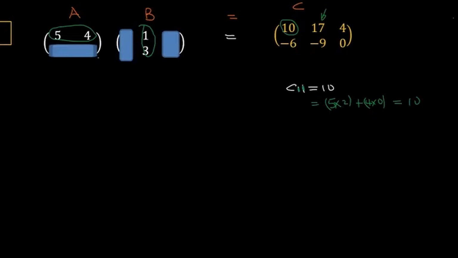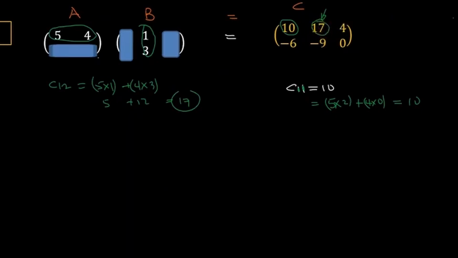involved in my multiplication. So I am using row 1 and column 2. So I'm going to hide everything that I'm not using. So this is row 2, this is column 1, column 3. So I hide those, I cover them up. So now I can easily see that C12 will be equal to 5 times 1 plus 4 times 3, which is 5 plus 12, which is equal to 17, which is the answer I'm looking for.